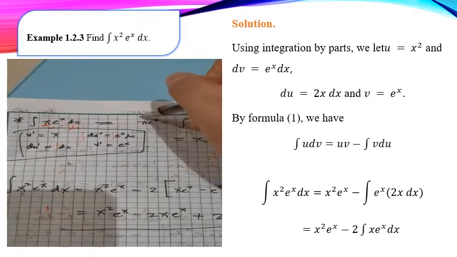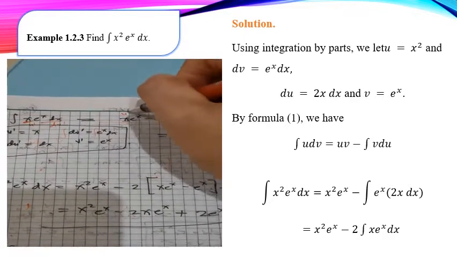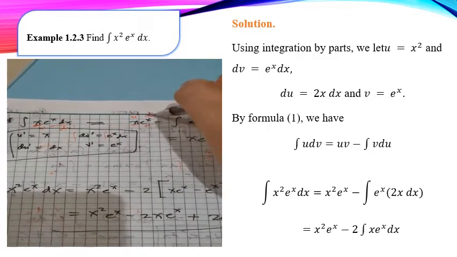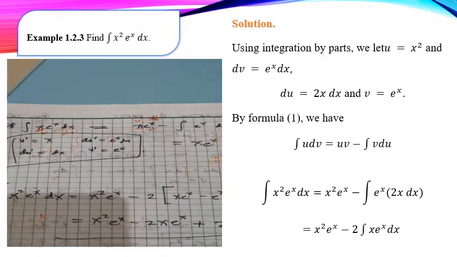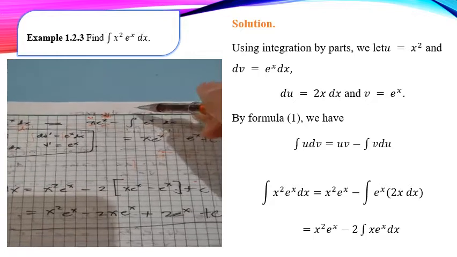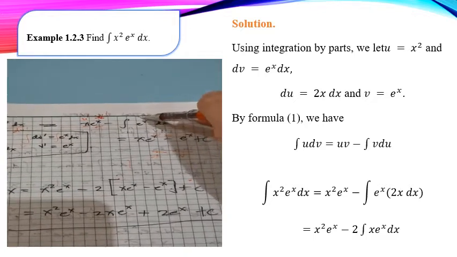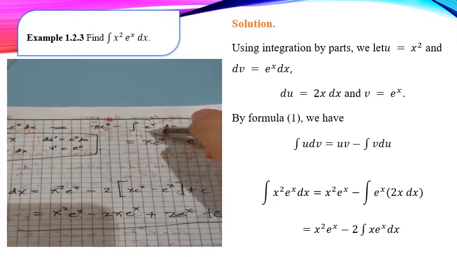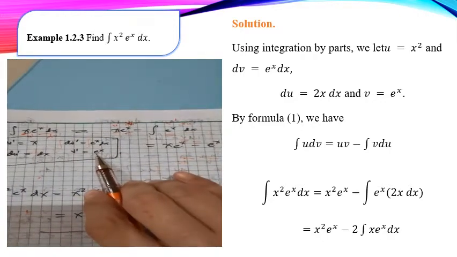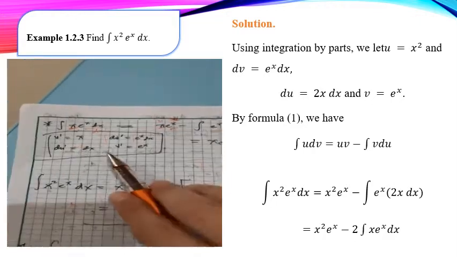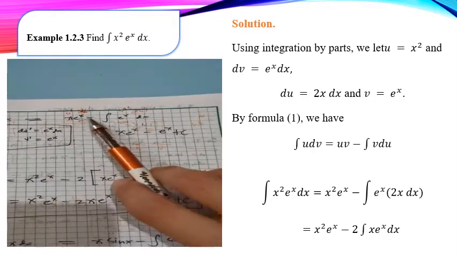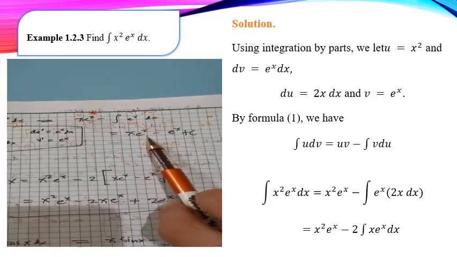Plug in natin dito. This one is our u prime. And then, si e to the x naman is yan yung v prime natin. Okay, so that is our v prime. Minus the integral of v prime du prime. Okay, so e to the x, yan yung v prime natin. Si dx naman is yan yung du prime natin. Okay, so x e to the x, that is equal to x e to the x pa rin.